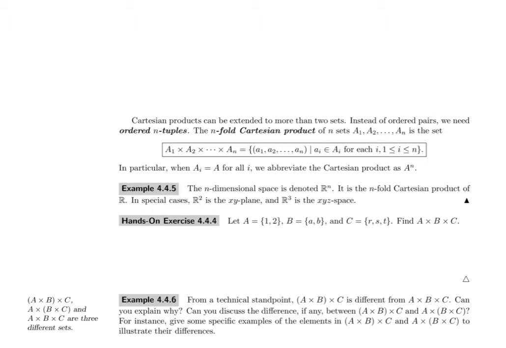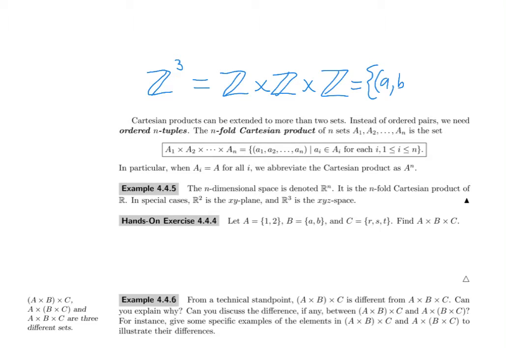If I write Z cubed, well, I really say Z^3, and by that I mean Z cross Z cross Z. In other words, the set of ordered triples (a, b, c) such that a, b, and c are all in Z.